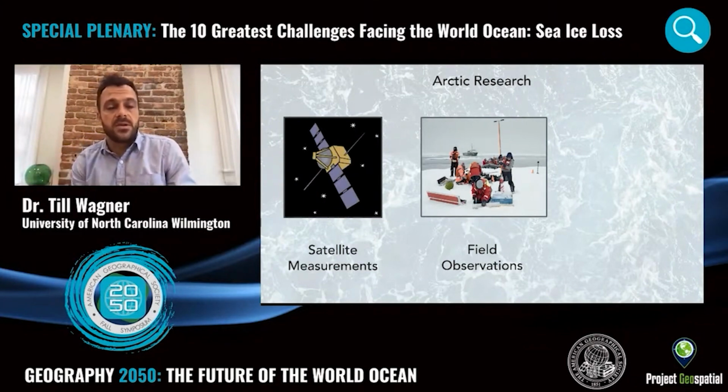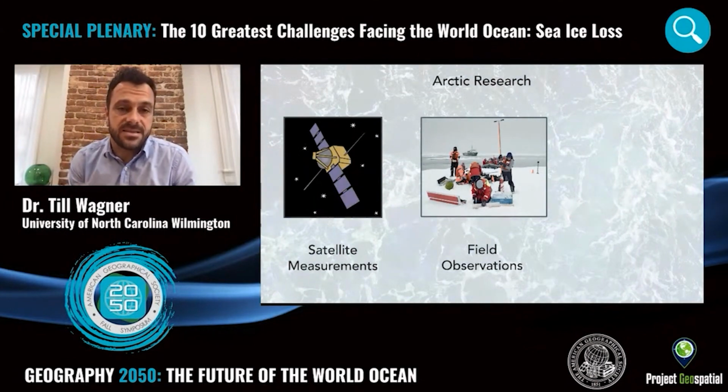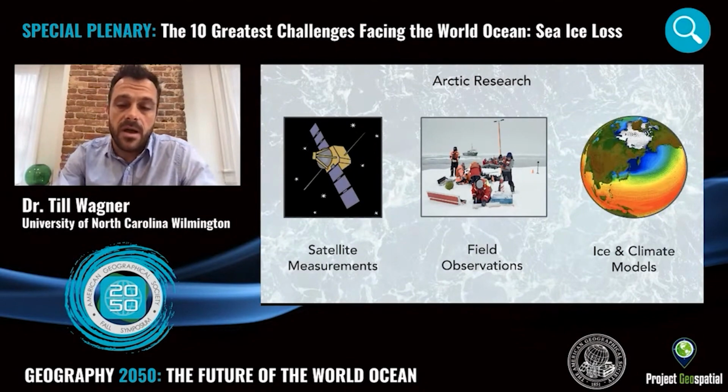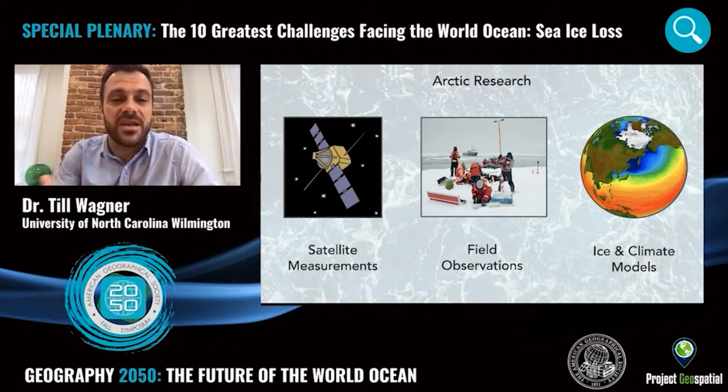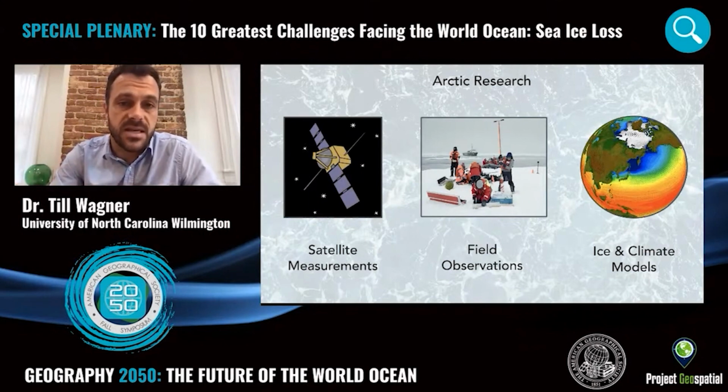Satellite measurements and field observations are really good for us to study the past and the present of the sea ice. But we also are interested in what the future is going to look like. And for that, scientists develop ice and climate models. These are typically computer simulations that are fed with current data and obey the laws of physics and project out what the sea ice is going to look like over the coming decades, centuries, etc.